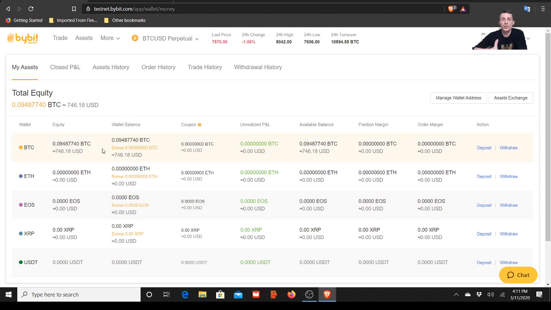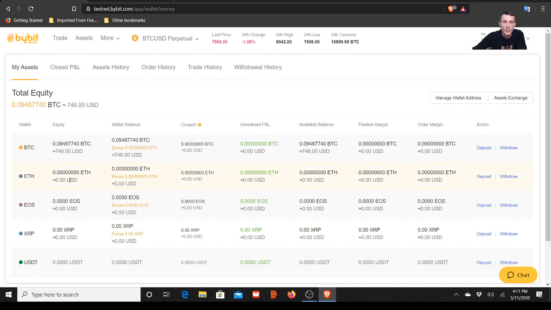But let's say all you have is Bitcoin in here and you want to trade Ethereum, or you want to trade EOS, XRP, or you want to get back out into USDT, which is awesome that Bybit has that. Not very many leverage trading exchanges will let you do that. So it's pretty cool. You can just get back out.